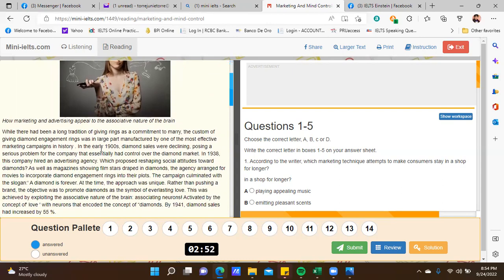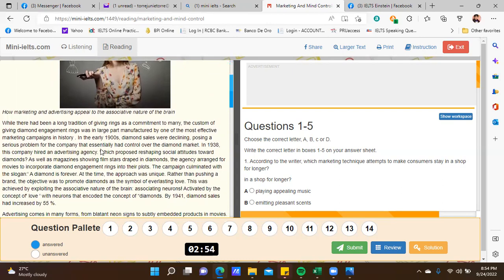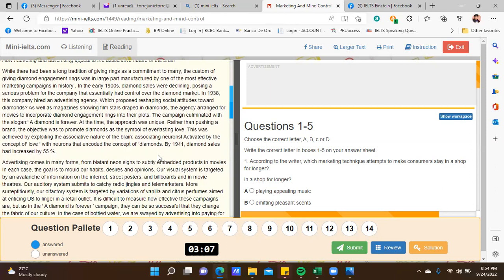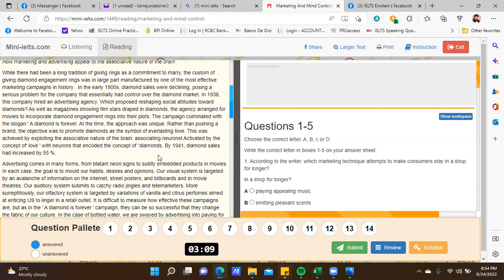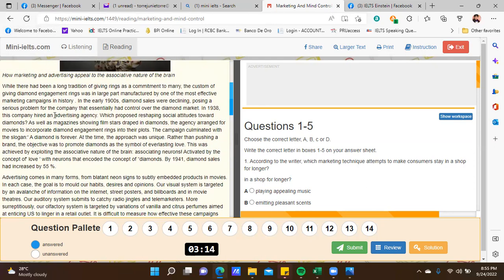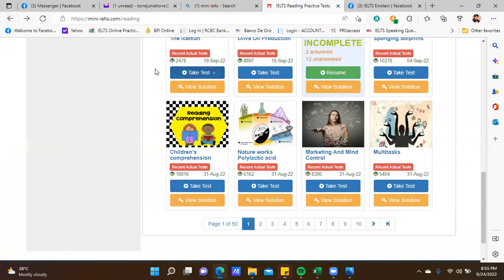Yung parang yung diamond campaign. Oh my God. Mag 100 years na yung diamond. Napaka-effective niya. A diamond is forever. Oh my God, man. Kaya mahal tuloy ng diamonds, it was because of an advertising agency. You're so intelligent. Okay. Kawawa yung bottled water.